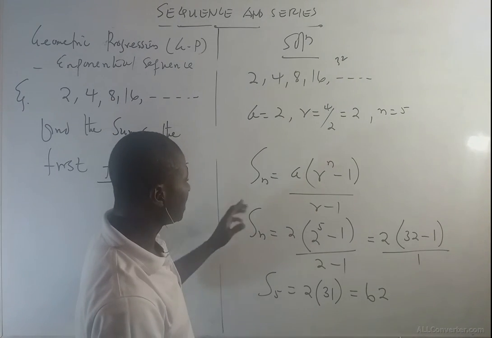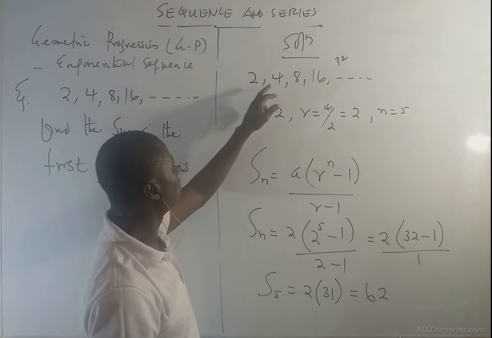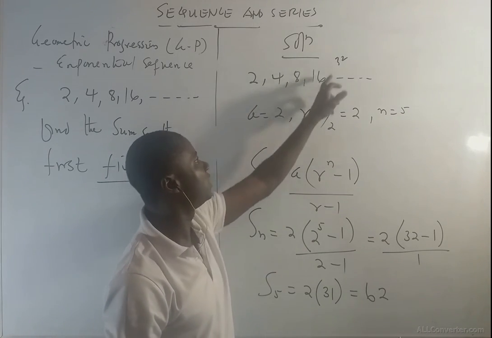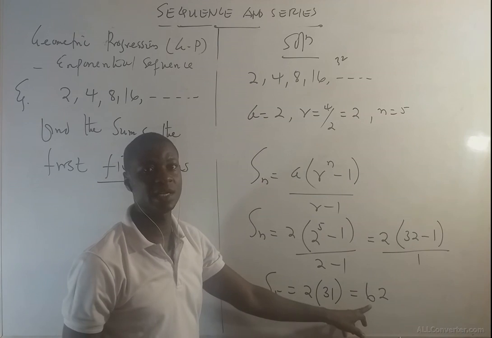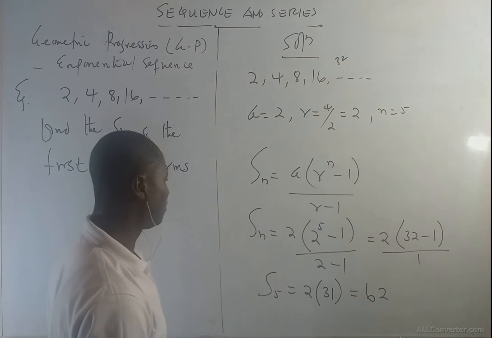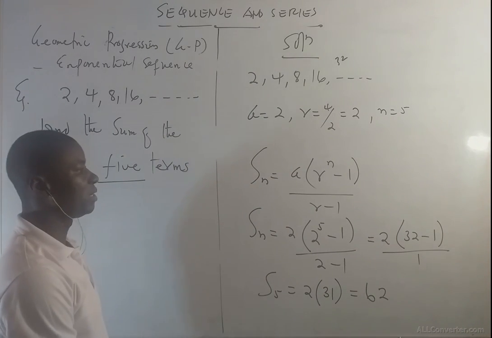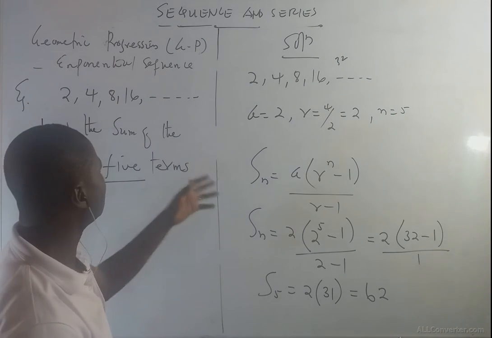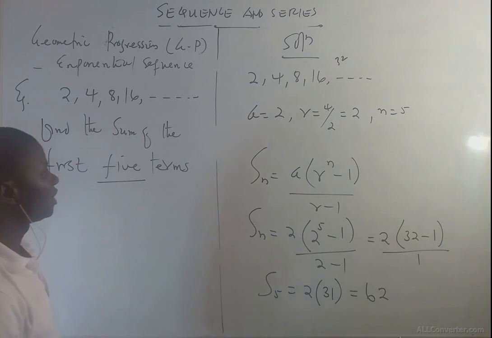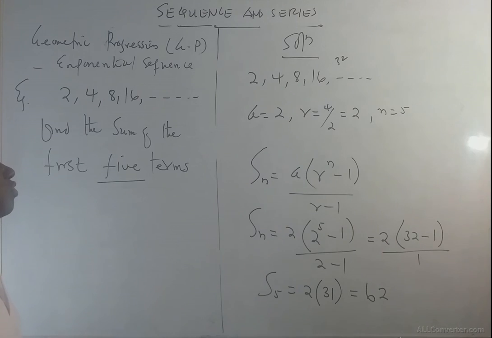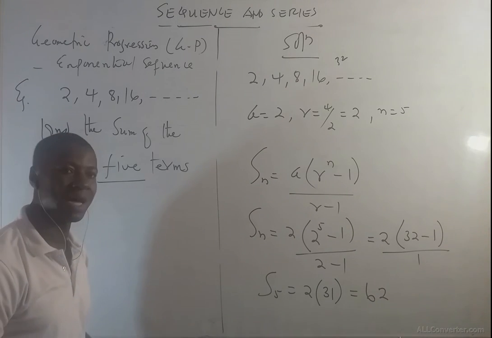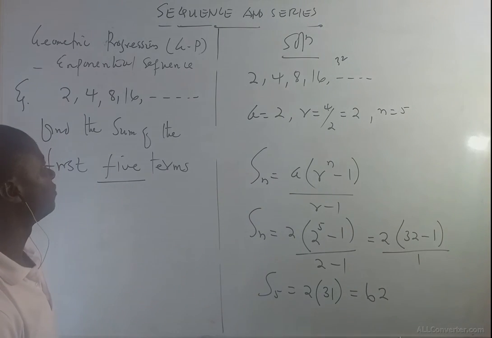So we have to find the sum of the first 5 terms: 1, 2, 3, 4, 5. When you add all these terms together, you should get this. You can try that and see. And that's the application of the formula, and that is really what is happening. So in general, that is how we find the sum of an exponential sequence. You'll be solving a lot of questions so you understand how to really apply the formulas.